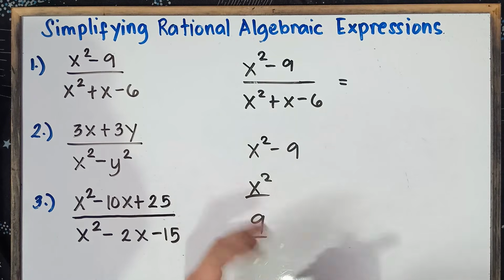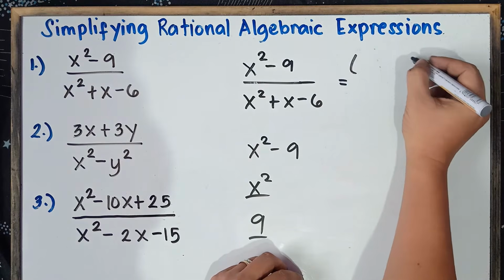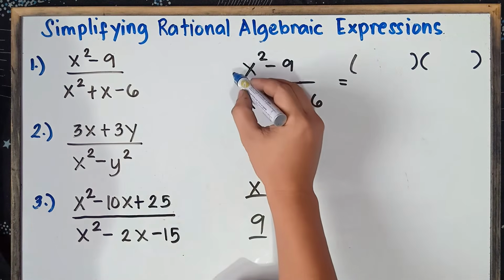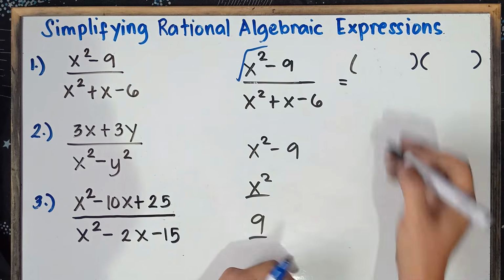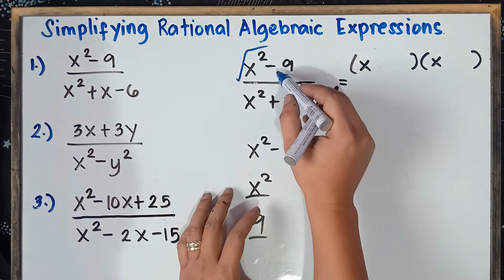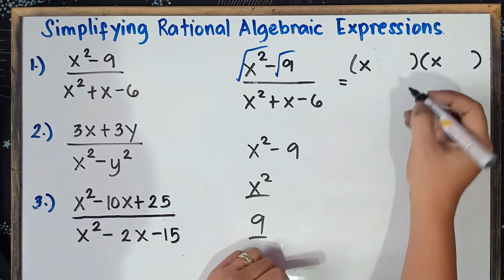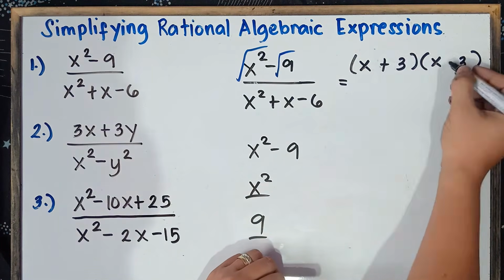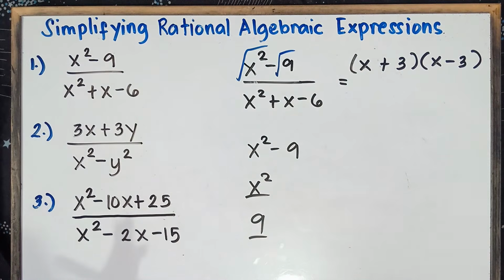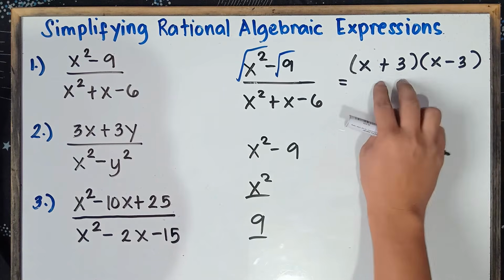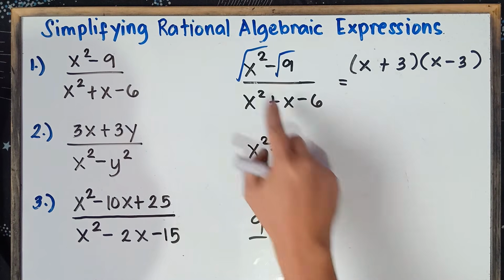To factor this out, simply put 2 parentheses. Get the square root of the first term, the square root of x squared, that would be x, so put 2 x's. Get the square root of the second term, the square root of 9, that would be 3, so put 2 3's, and then put plus and minus signs. I hope you still remember the difference of two squares. If you apply the FOIL method, multiply and combine like terms, I'm sure you will get this answer.